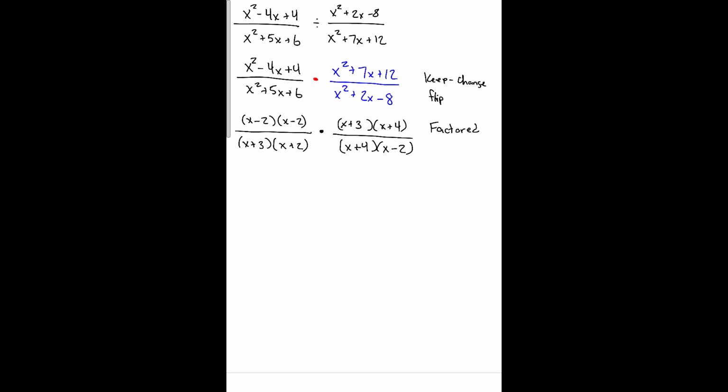So here, let's see here. I'm going to divide out x minus 2 with this one and this one. Then I can cancel out x plus 3 over here with x plus 3 over here. And now I can also divide out x plus 4 and the x plus 4 right there. So now all I have left, everything on the top divided out except the x minus 2. On the bottom, everything else divided out except the x plus 2. And that would be our final answer.